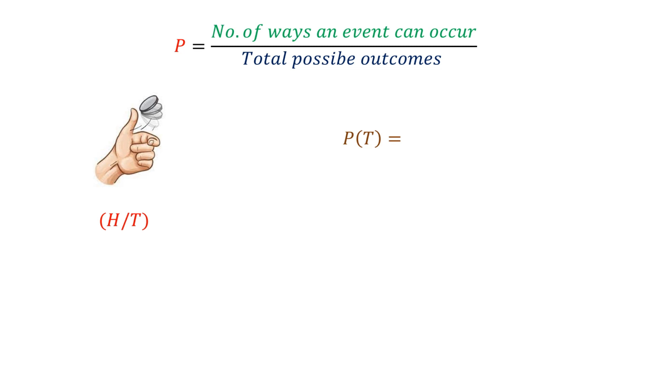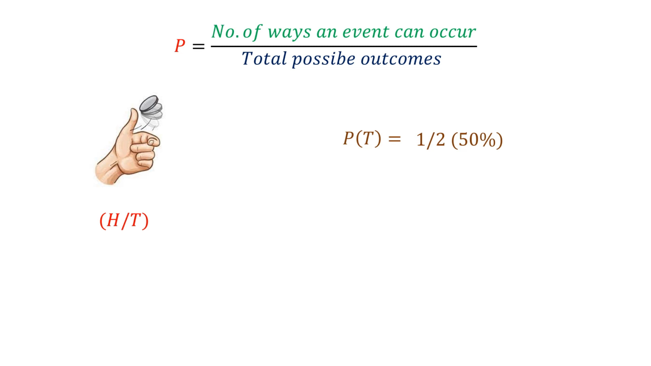In how many ways can we get a tail? There is only one way, and that's if it lands a tail. And we can see there are two total possible outcomes, head and tail. So the probability of getting a tail is 1 over 2 or 50%.